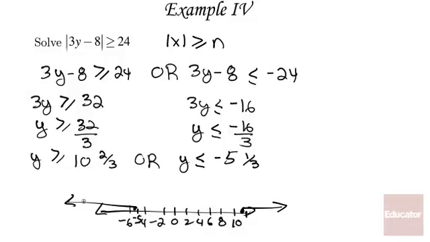So looking at the form that I had, I know that I can come up with two related inequalities, that 3y minus 8 is greater than or equal to 24, or 3y minus 8 is less than or equal to negative 24. I solved both, and I found that y is greater than or equal to 10 and 2 thirds, or it's less than or equal to negative 5 and 1 third. So today we worked with some inequalities that involved absolute values.